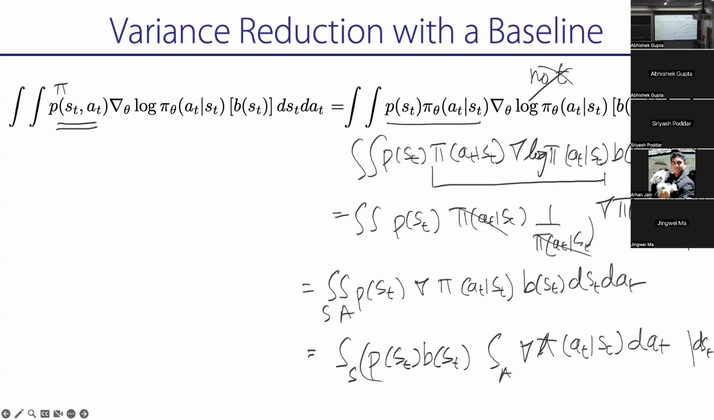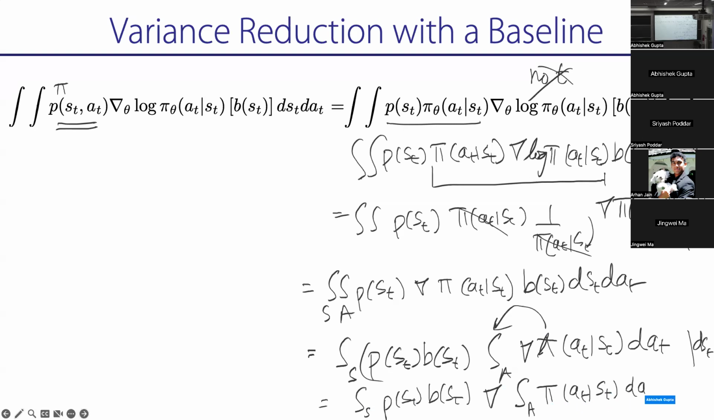Now, what we're going to see is that just how I pop the gradient inside, I can also pop the gradient outside, right? So this gradient is going to pop right outside. And so we can write this as the integral over S of P of st B of st times the gradient of the integral of pi at given st, dat, dst, right?